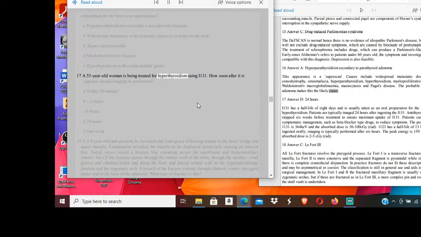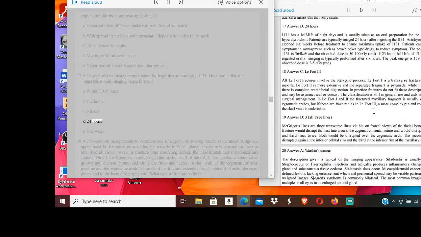A 55-year-old woman is being treated for hyperthyroidism using I-131. How soon after it is ingested should imaging be performed? A, within 30 minutes. B, 1 to 2 hours. C, 6 hours. D, 24 hours. E, 1 week.